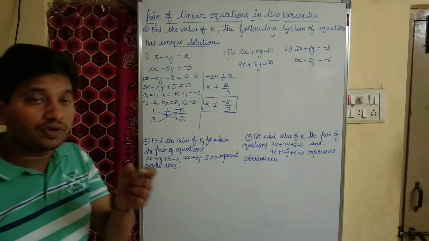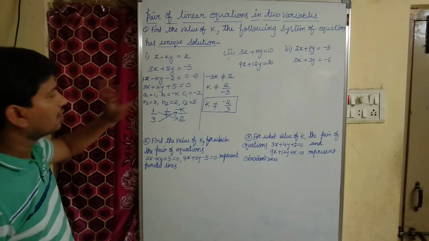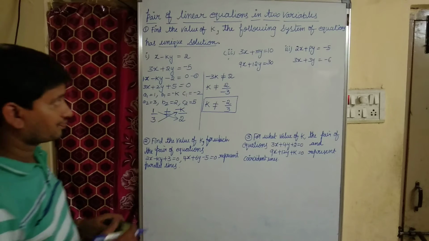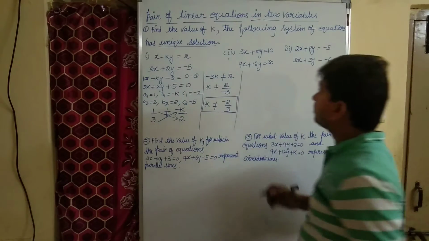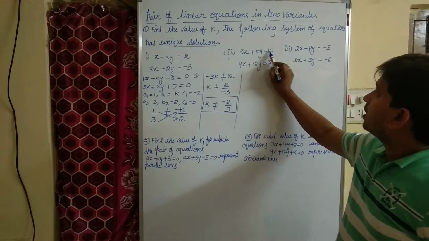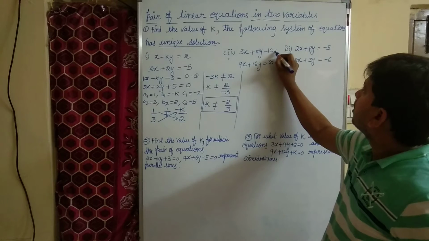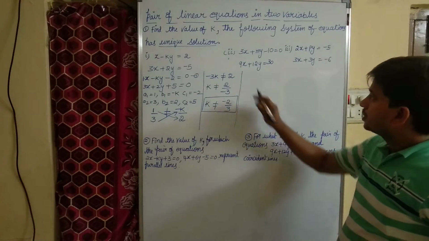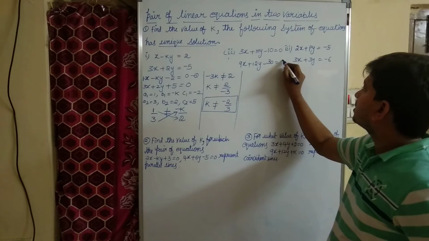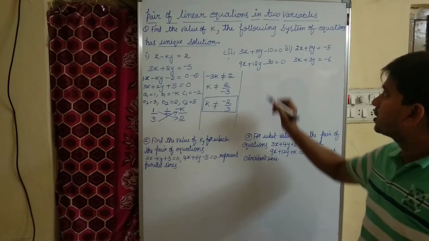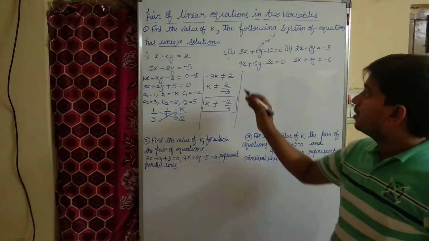Children, the condition for unique solution is a1 by a2 is not equal to b1 by b2. Right? Now coming to the second question. Here the given system of equations are 3x plus my equal to 10, transposing towards the left hand side, it becomes minus 10 equal to 0. The second equation is 9x plus 12y equal to 30, transposing, it becomes minus 30 equal to 0. Here we need to find the value of m, children.